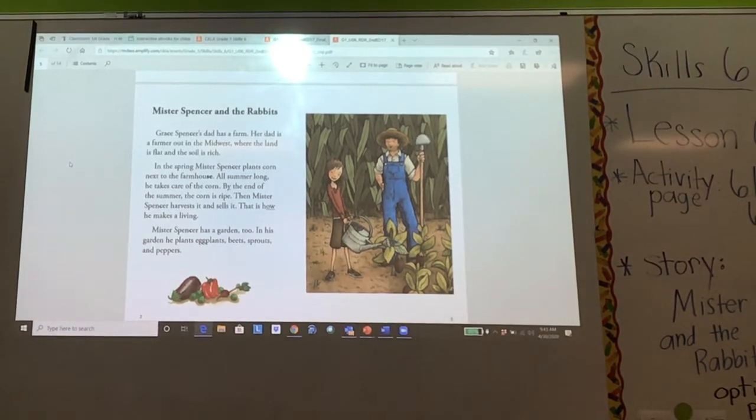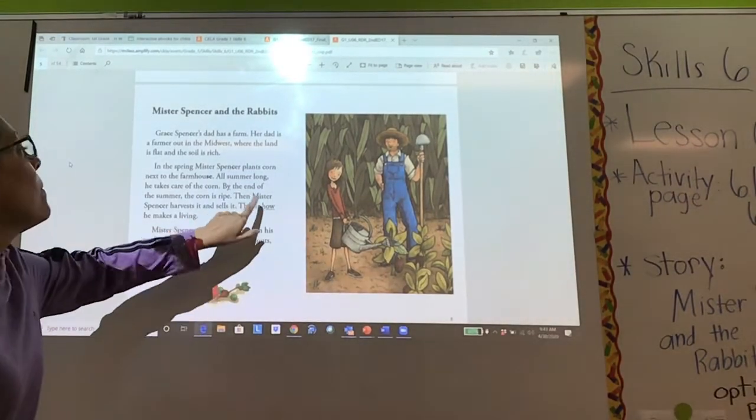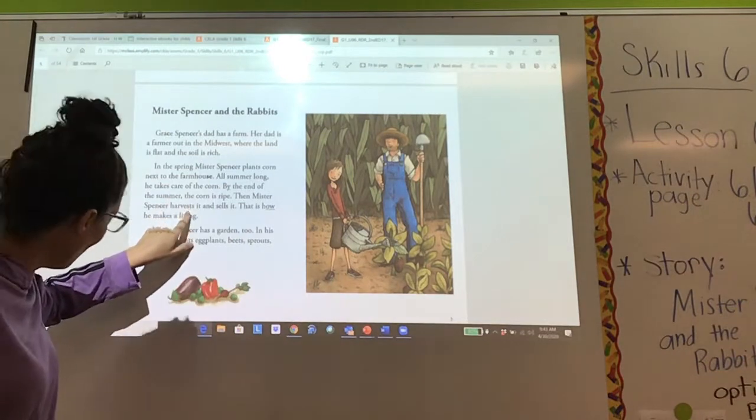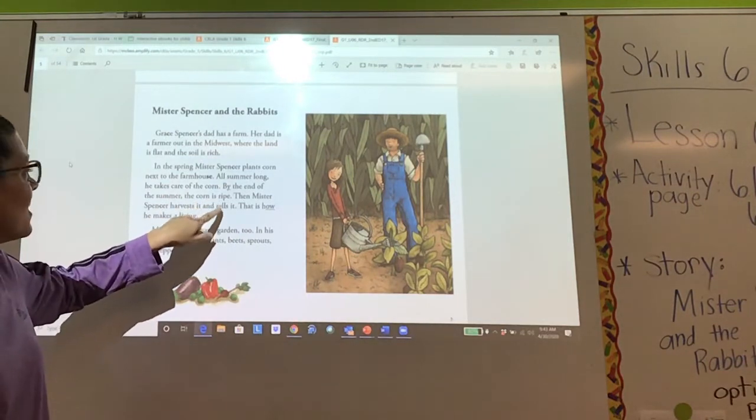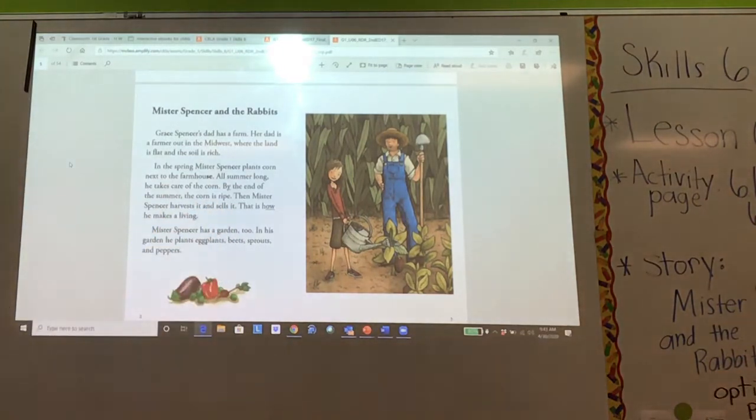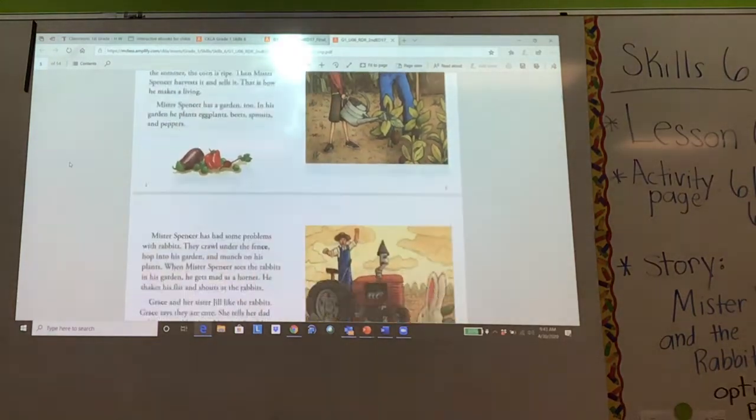Then Mr. Spencer harvests it and sells it. That is how he makes a living. Mr. Spencer has a garden too. In his garden, he plants eggplants, beets, sprouts, and peppers. Wow.